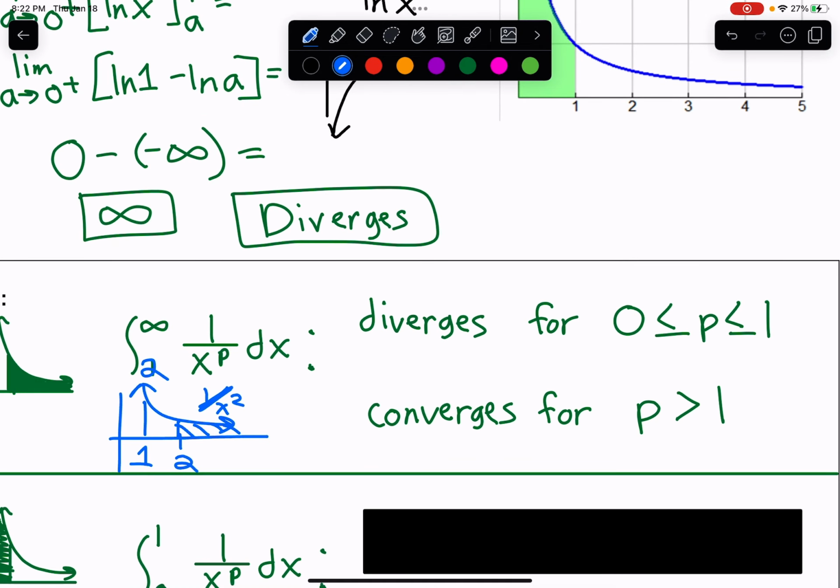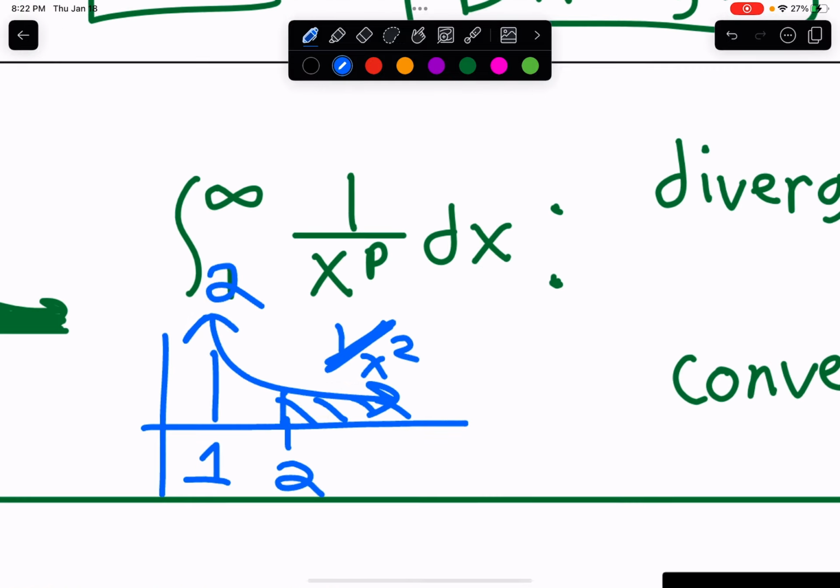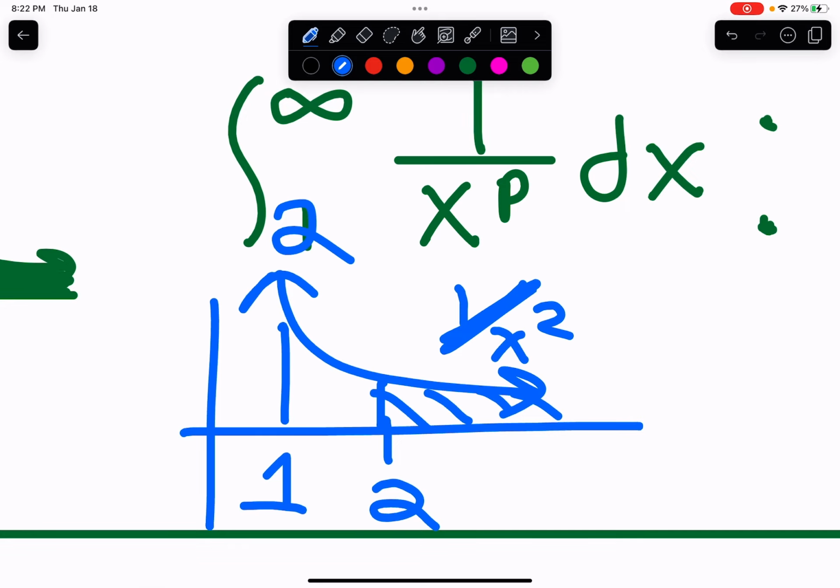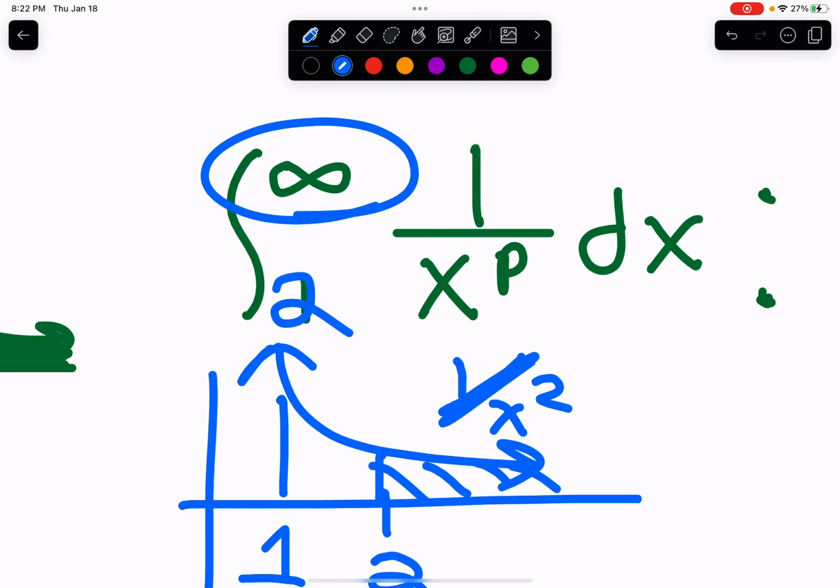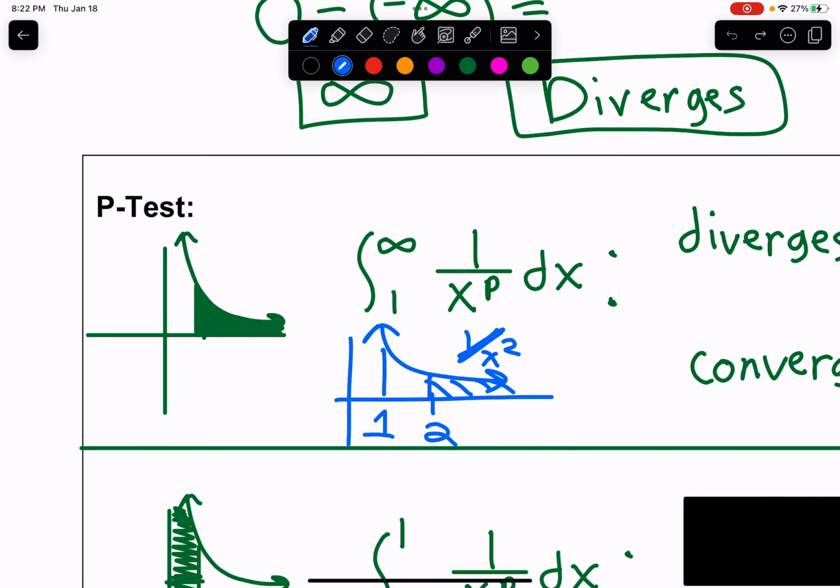As long as you're starting somewhere to the right of your asymptote, it could be at x equals 2, it could be at x equals 0.75, as long as you're going to infinity, these p-test rules will still apply. Because the issue here is not necessarily x equals 1 or x equals 2. The issue is the infinity. The infinity is the thing that we're really focusing on.